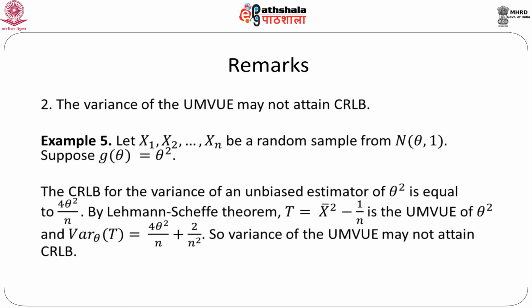Our second remark is, the variance of the UMVUE may not attain the Cramer-Rao lower bound. Let us consider the following example. Let x1, x2, up to xn be a random sample of size n from a normal(θ, 1) population. Suppose g(θ) equals θ². The CRLB for the variance of an unbiased estimator of θ² can be shown to be equal to 4θ²/n. Now, by the Lehmann-Scheffé theorem, T equals X̄² minus 1/n is the UMVUE of θ², and the variance of T can be shown to be equal to 4θ²/n plus 2/n². So, the variance of the UMVUE may not attain the CRLB.